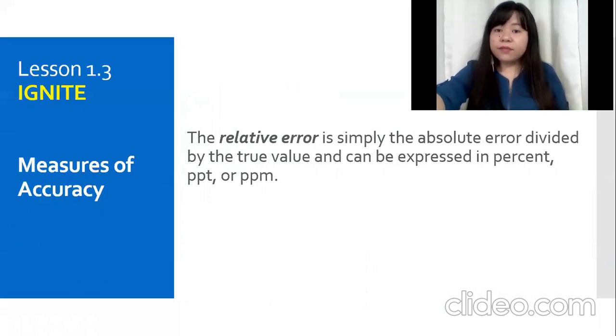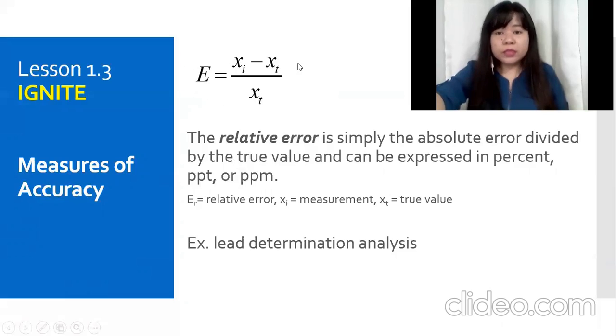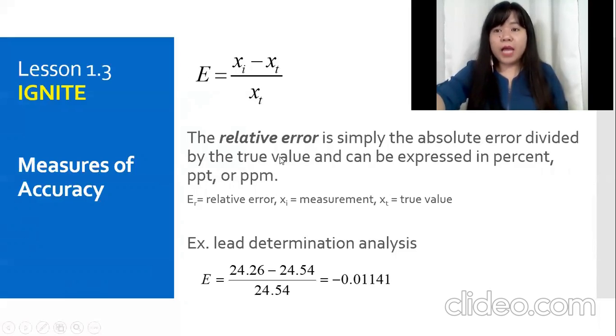Next, the relative error is simply the absolute error divided by the true value and can be expressed in percent, parts per thousand, or parts per million. And this is the formula. Again, it's just the difference over the true value, or the absolute error over the true value, and you will not see any absolute value symbol there. Therefore, the result may either be positive or negative.